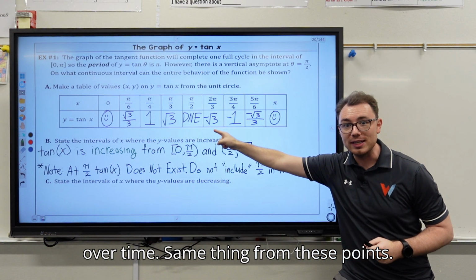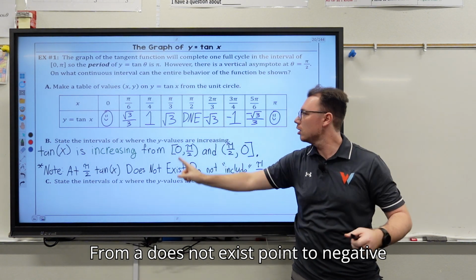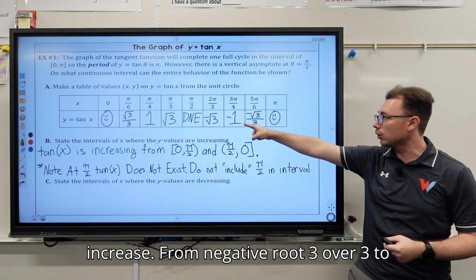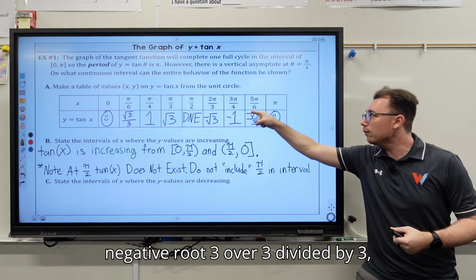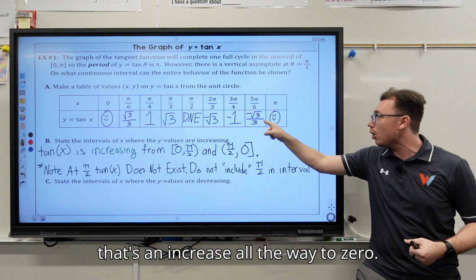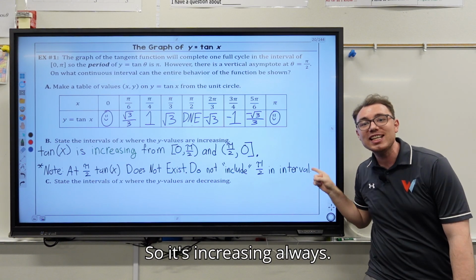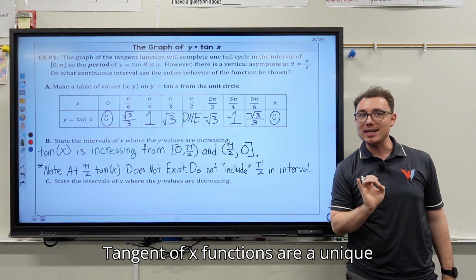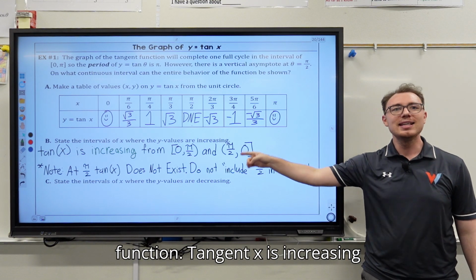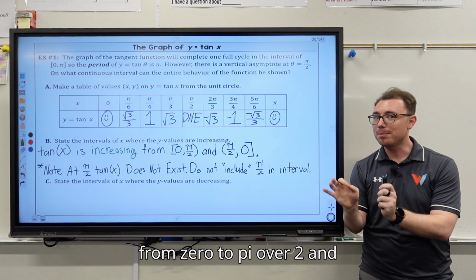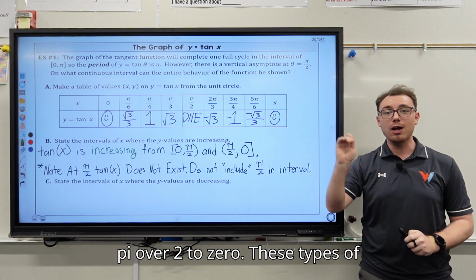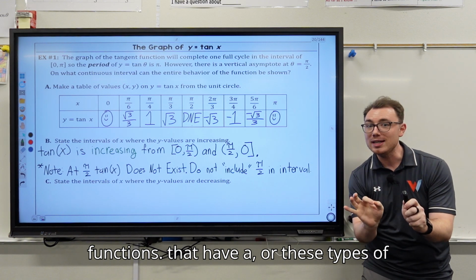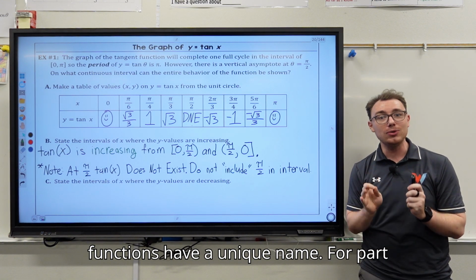Same thing from these points. From a does not exist point to negative root 3 over 3, that's an increase. From negative root 3 over 3 to negative 1, that's an increase. From negative 1 to 0, that's an increase all the way to 0. So it's increasing always. Tangent of x functions are a unique function. Tangent x is increasing from 0 to pi over 2 and from pi over 2 onward. These types of functions have a unique name.